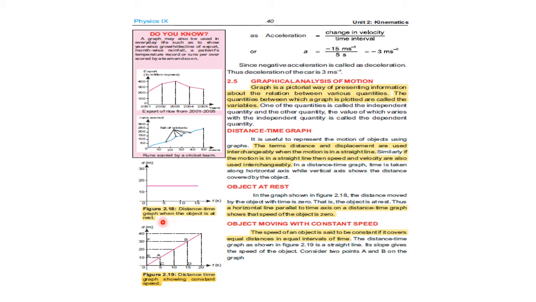Now come to the next topic, object moving with constant speed. Mark the first line. The speed of an object is said to be constant if it covers equal distance in equal intervals of time. This is also the definition of constant speed. Now mark the graph and its caption, figure 2.19, distance time graph showing constant speed.